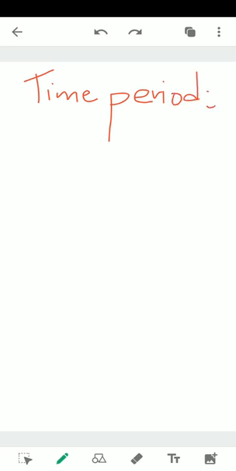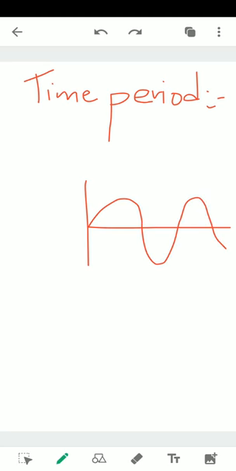Let us understand the second important term, the time period. Time period is nothing but the time taken by a particle to complete one vibration. If this is a complete vibration, then how much time a particle takes to complete this full vibration is known as your time period.